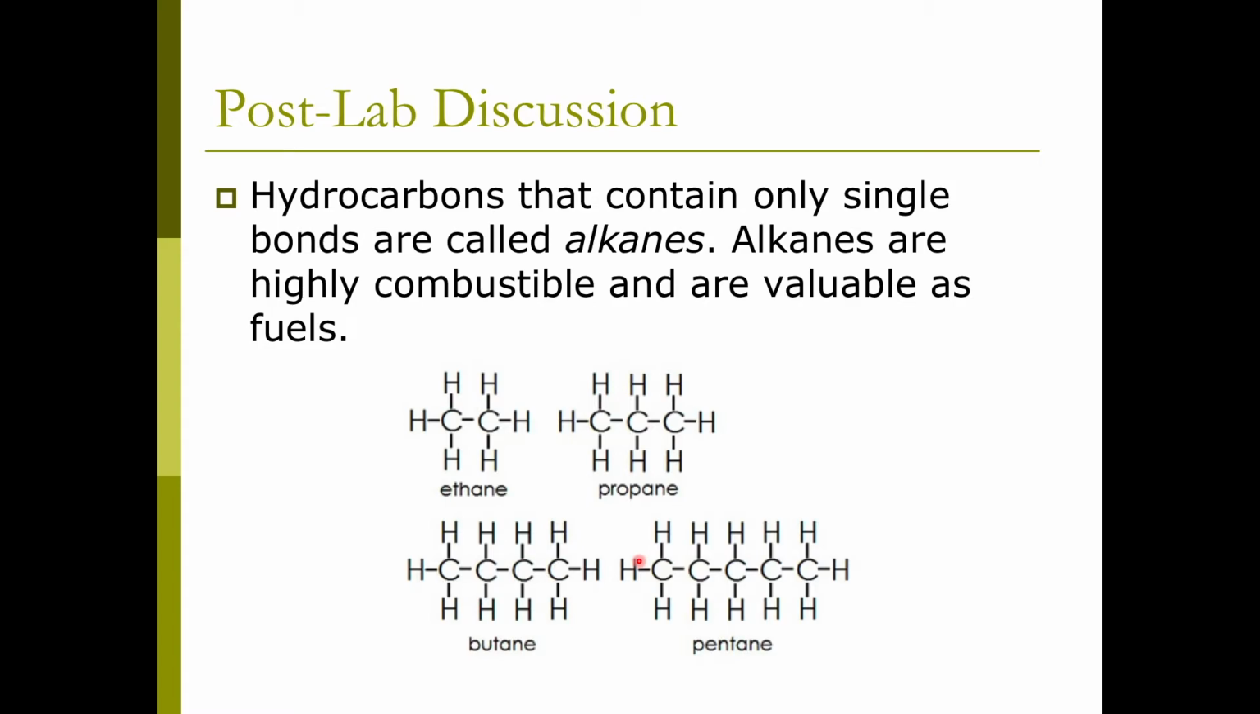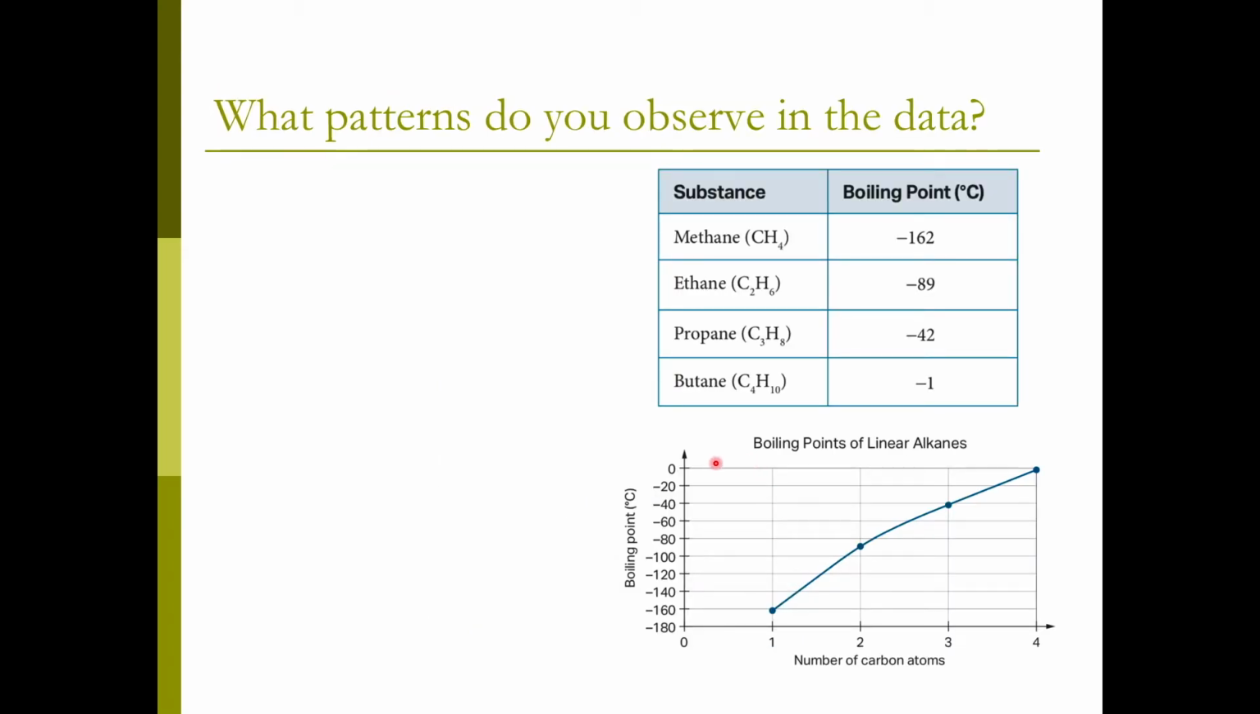So we looked at alcohols in our lab. Now let's think about hydrocarbons. And these are just alkanes right here. Hydrocarbons that contain only single bonds are called alkanes. Now we're just saying that it has carbon to carbon and then just hydrogens all around it. This is called an alkane. And alkanes are highly combustible and valuable as fuels. So you have ethane, propane, butane, pentane. You've probably heard of the one that has 8 of them. That's called octane. So alkanes are a little bit lower though, and have this data right here.